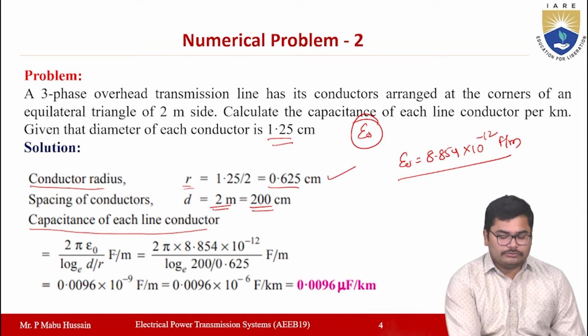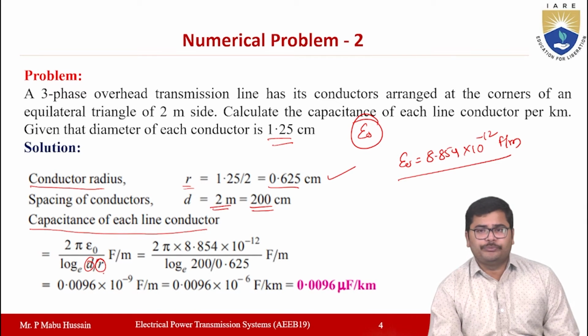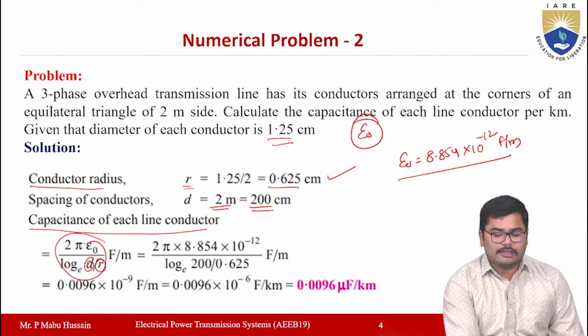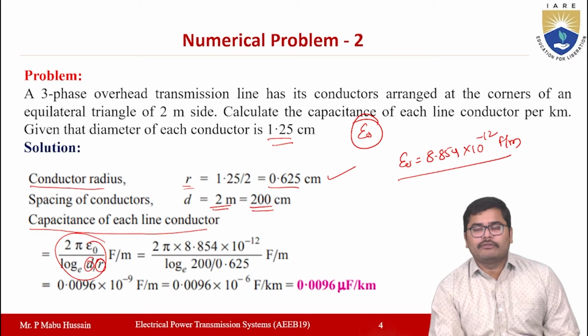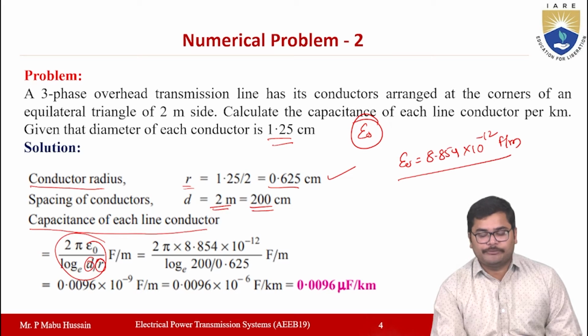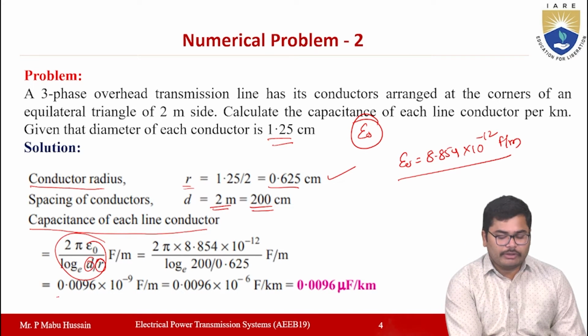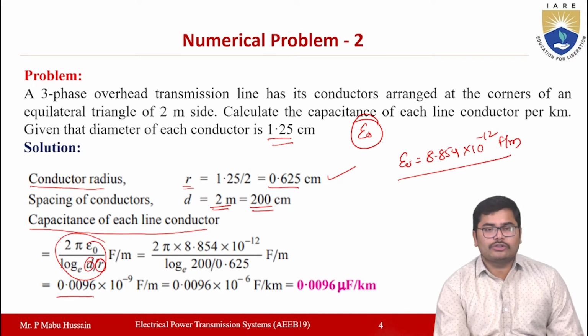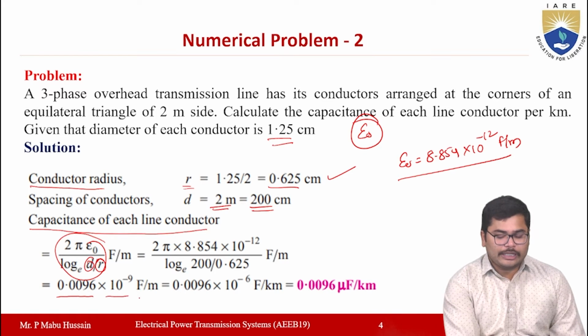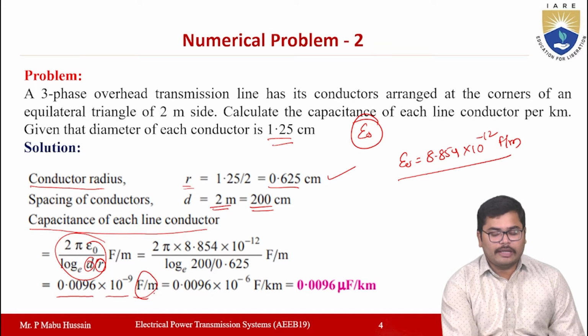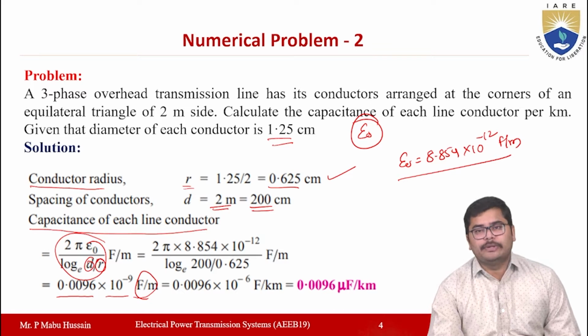Now the value of D is given, and the value of r is also given. So you can substitute all the values in this formula, and you will get the value of capacitance per phase, or the capacitance for each line. That value here we are getting to be 0.0096 into 10 to the power of minus 9 farads per meter length.